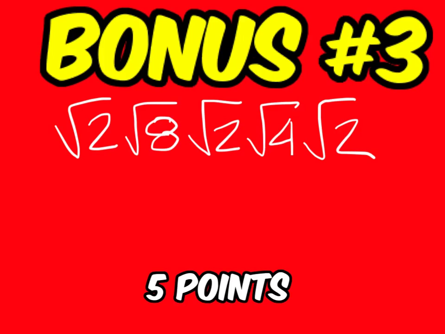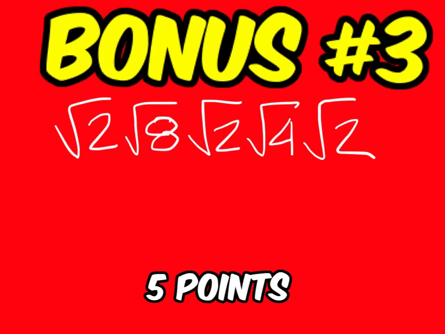There are a bunch of different ways that you can do this, but try to group things together that will help you out. For example, 2 times 8 is 16. The square root of 16 is 4. And then you have square root of 2 times itself is just 2, and the square root of 4 is 2. So 4 times 4 is 16.